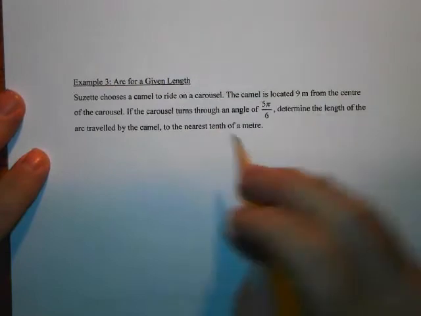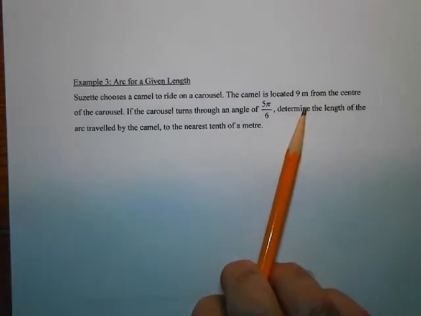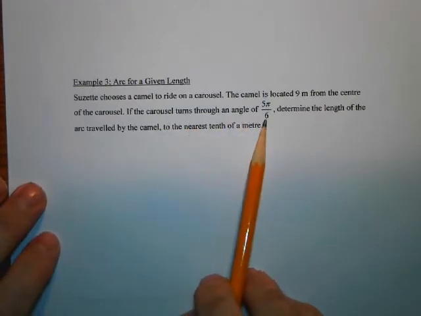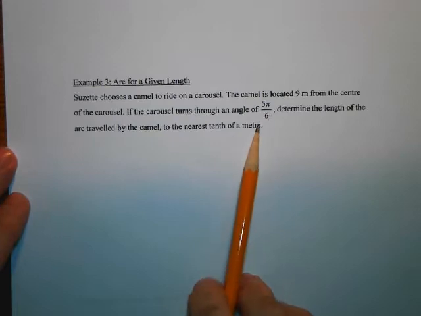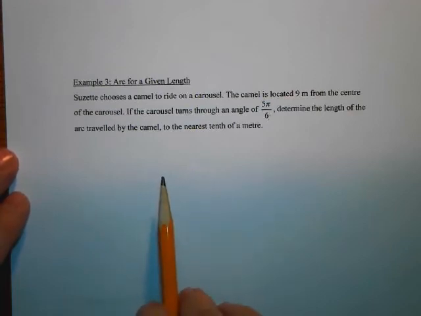So this has to do with a carousel ride, and Suzette's riding the camel. The camel is 9 meters from the center of the circle of the carousel, and if the carousel turns through an angle of 5 pi by 6, obviously that's radians, determine the length of the arc traveled by the camel to the nearest tenth of a meter.